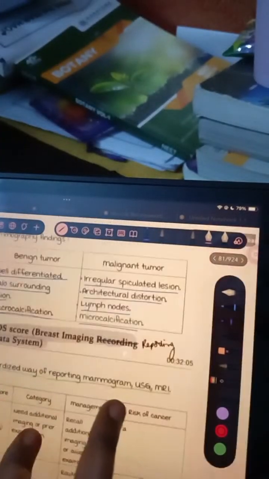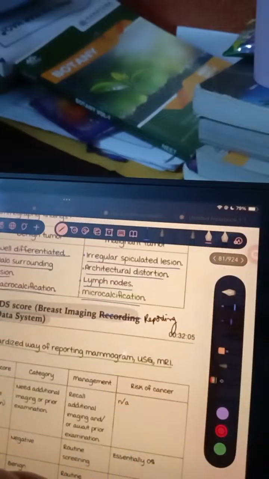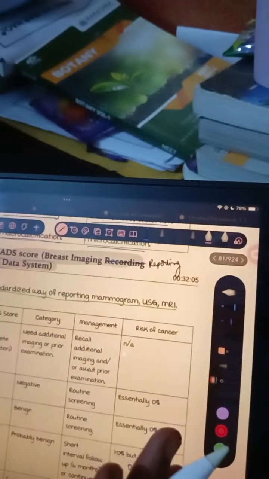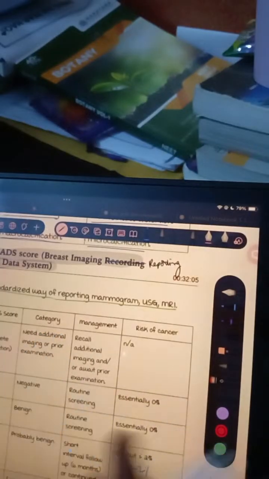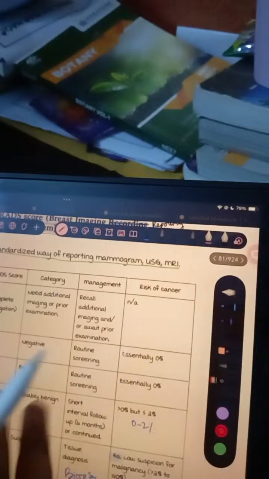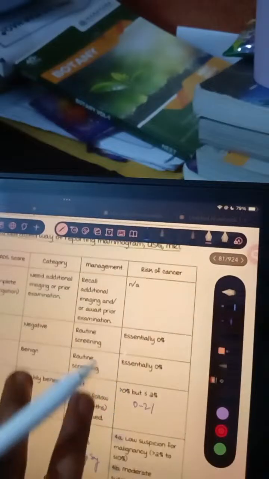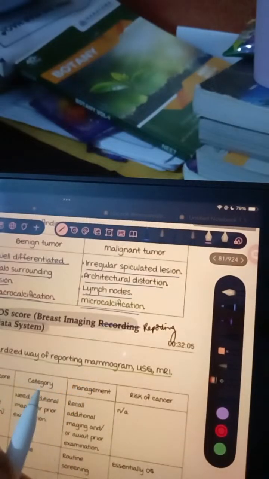Now after we have done the MRI or mammo, you have to see the BIRADS score. It is the Breast Imaging Reporting and Data System. It is a standardized way of reporting mammography, USG or any MRI. And we have 0, 1, 2, 3, 4, 5, 6 scores, mostly 7 if we consider 0 as 1.